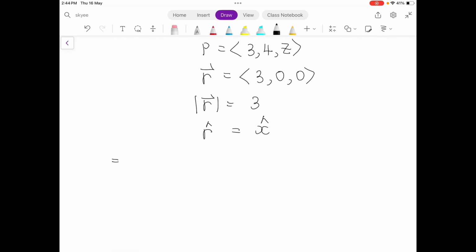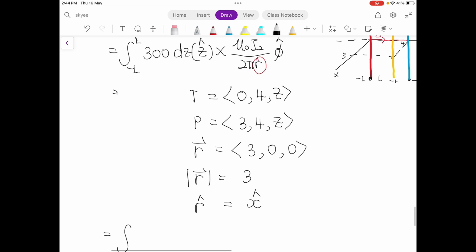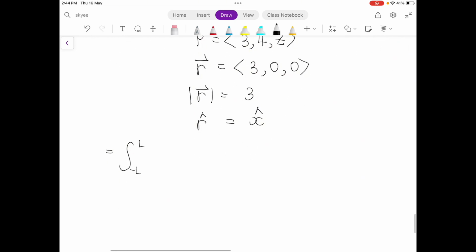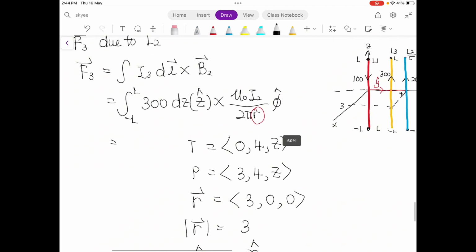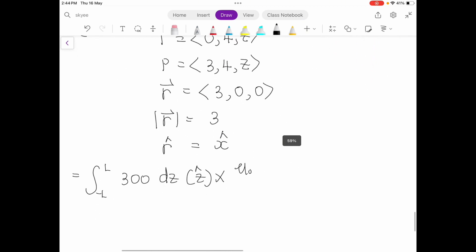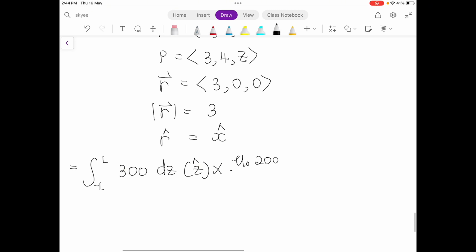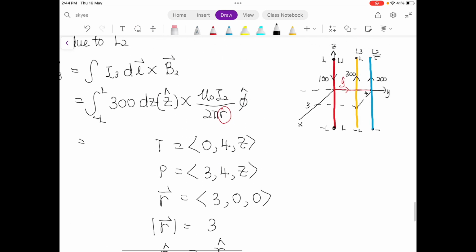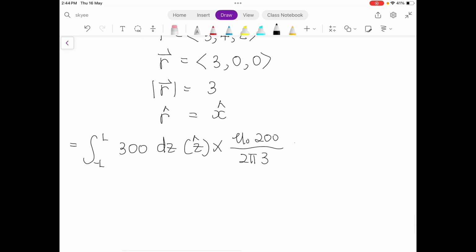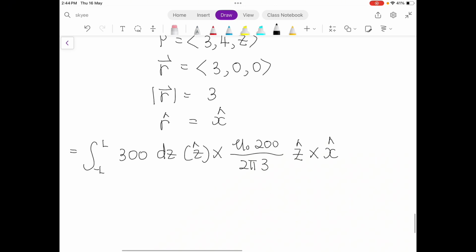So put the value, integral from negative L to L, of 300 dz z-hat cross mu naught, and this is I2, so I2 is 200 over 2 pi, R is 3. The dL for the I2 is in the positive Z direction, and cross product with the R.